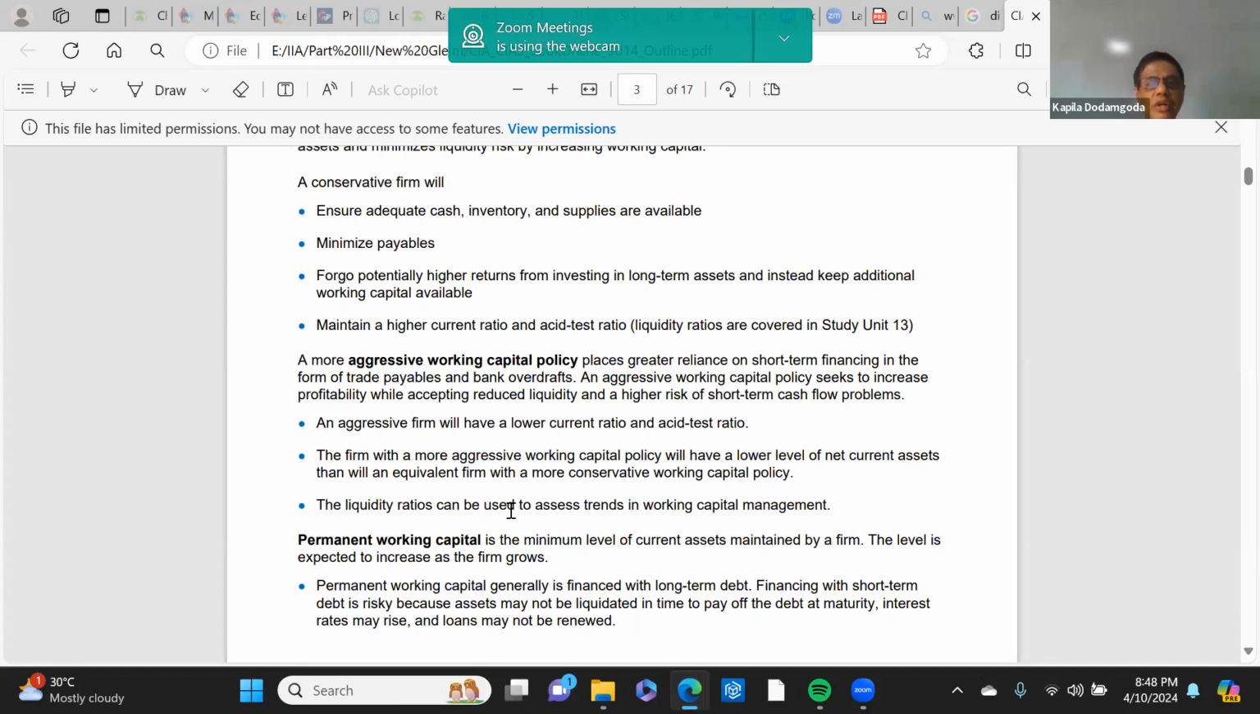And the liquidity ratios can be used to assess the trends in working capital management. So you look at your liquidity, your current ratio and quick asset ratio. If you are going to be aggressive in terms of working capital management, then your current ratio and the quick ratio may be coming down. On the other hand, if the organization is going to be conservative in terms of working capital management, that means your quick ratio and the current ratio are going to improve. This is how you can make a judgment by looking at them.